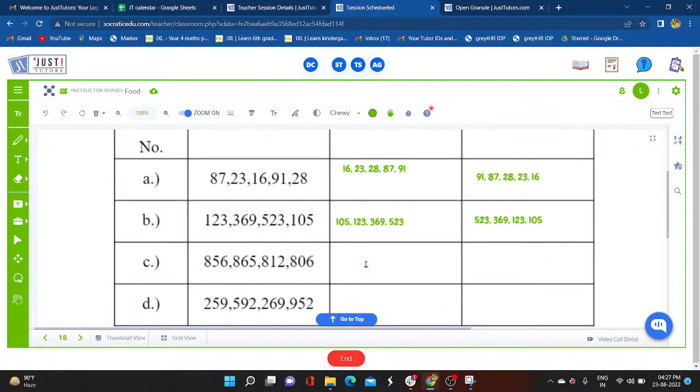Now let's try another question. We have to try arranging this in ascending and descending order. So we would begin with the smallest number coming first.